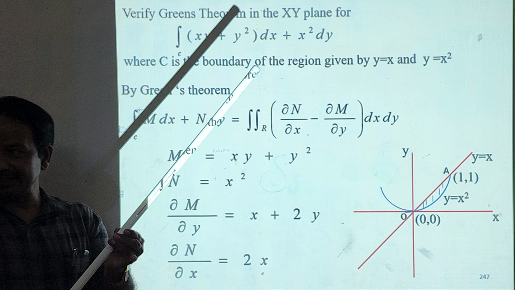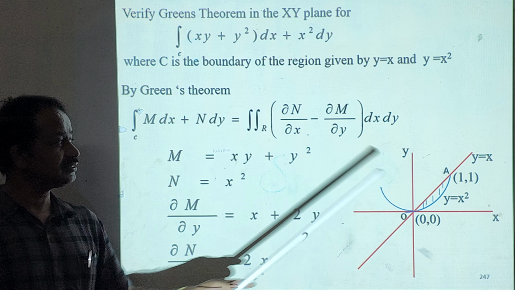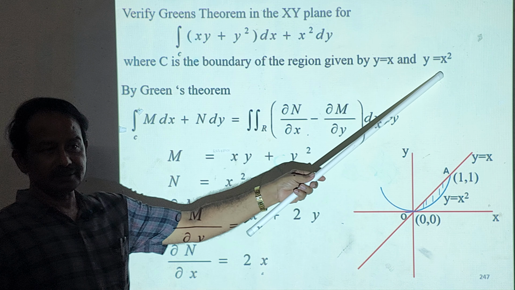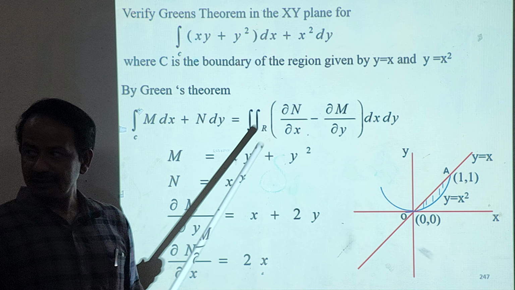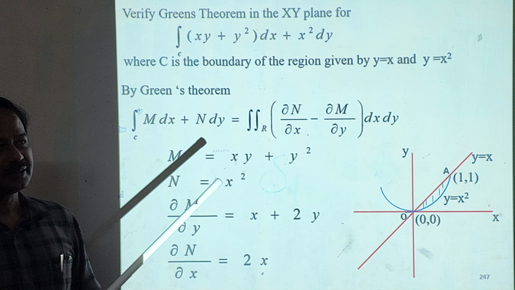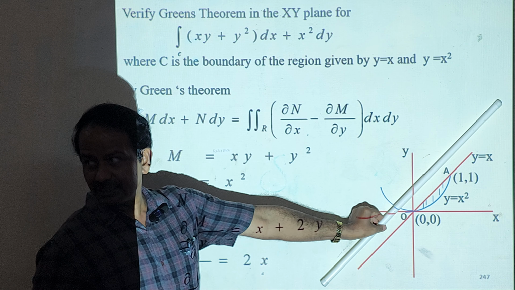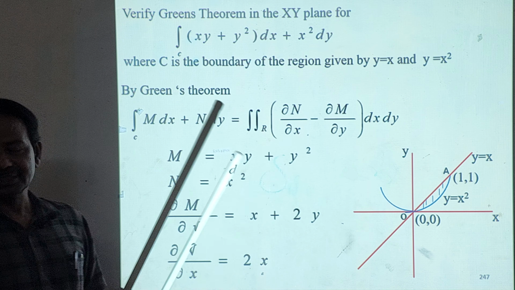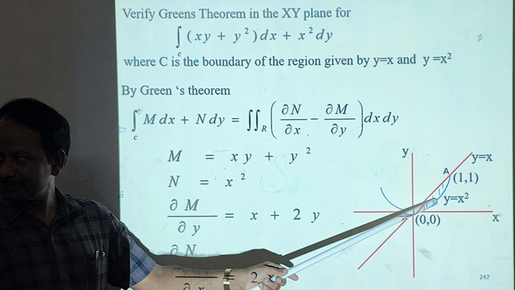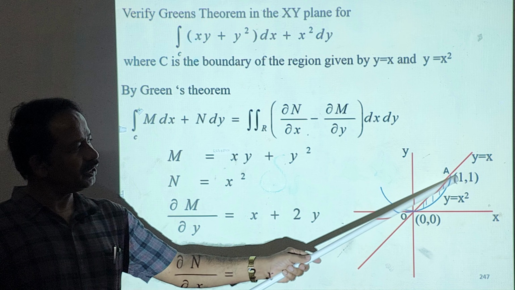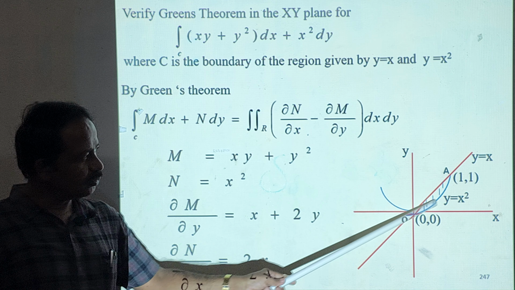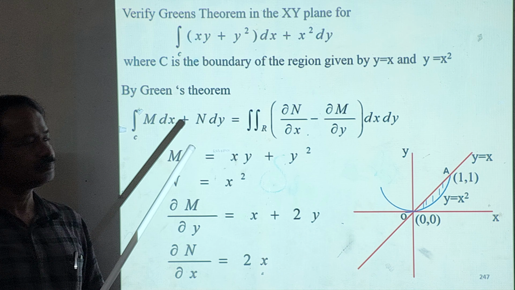y = x is a straight line equation, whereas y = x² is a parabola equation. So this is your straight line equation, this is your parabola equation. Now look at the area bounded by the curves. So this is the area bounded by the curves. The curve is O to A to O.